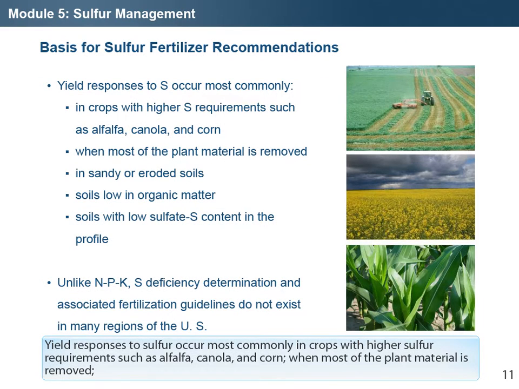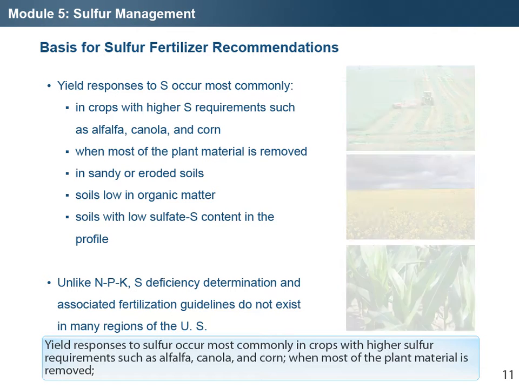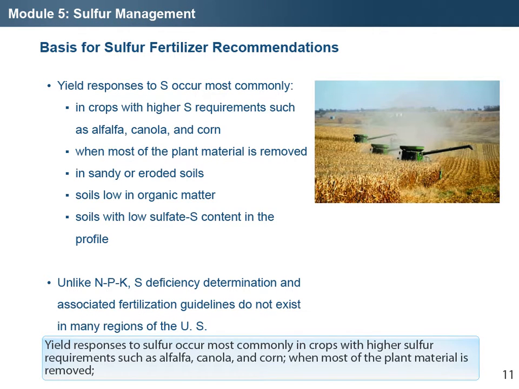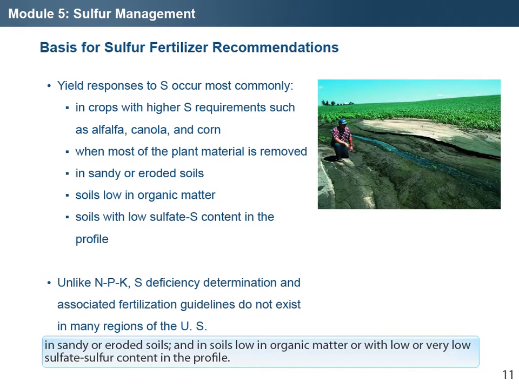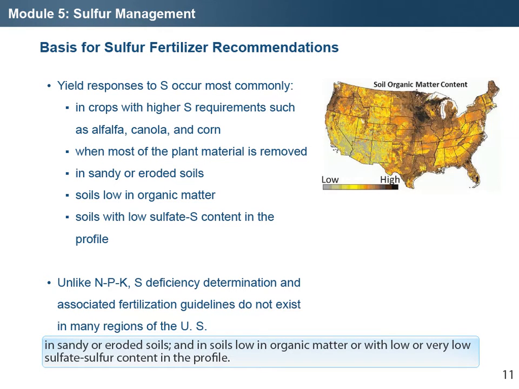Yield responses to sulfur occur most commonly in crops with higher sulfur requirements such as alfalfa, canola, and corn, when most of the plant material is removed, in sandy or eroded soils, and in soils low in organic matter or with low or very low sulfate-sulfur content in the profile.